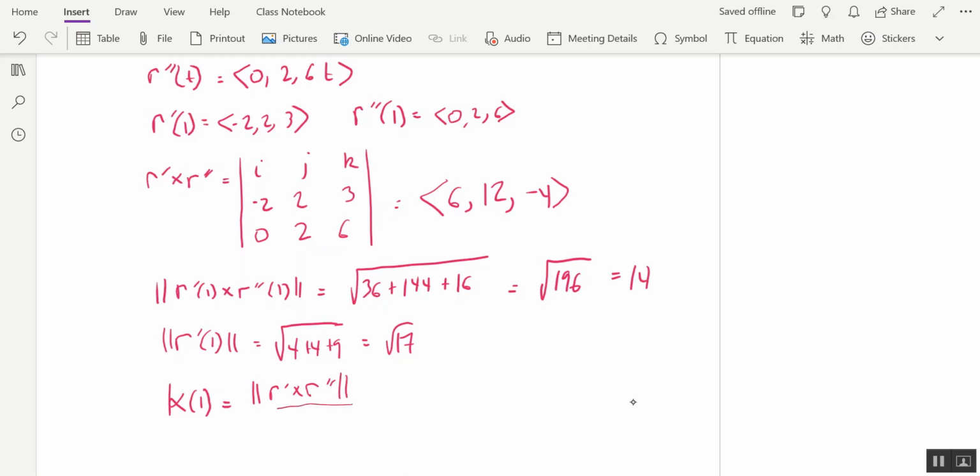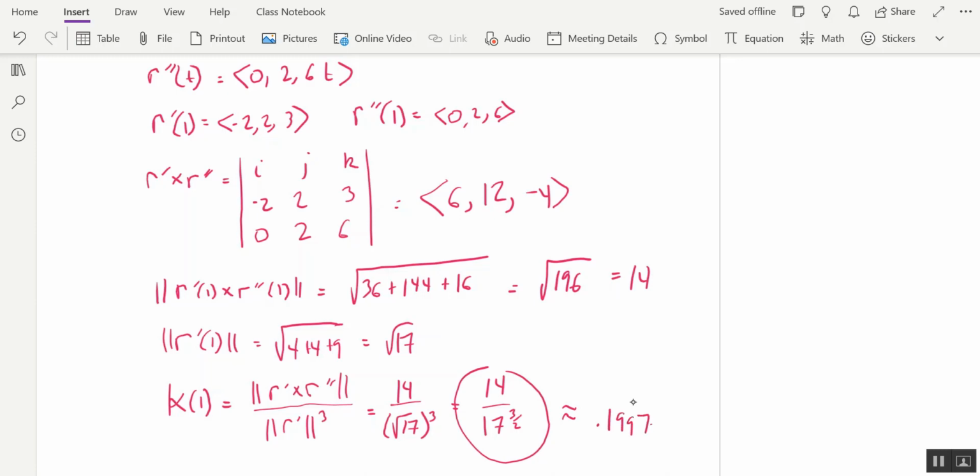So kappa at 1 is, we want the length of the cross product on top, r prime cross r double prime, and then the length of r prime of 1 quantity cubed on the bottom. So on the top we get 14, and on the bottom we get root 17 cubed. So that's 14 over 17 to the 3/2. I like that, but your homework, I believe, will ask for a decimal, and that's 0.1997, I think.